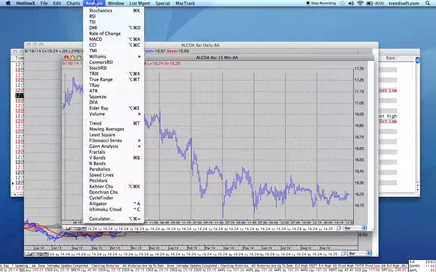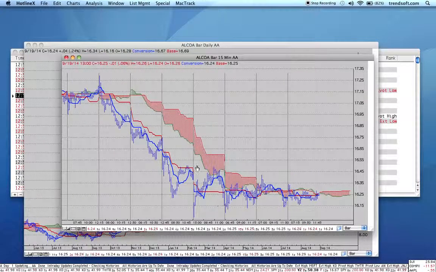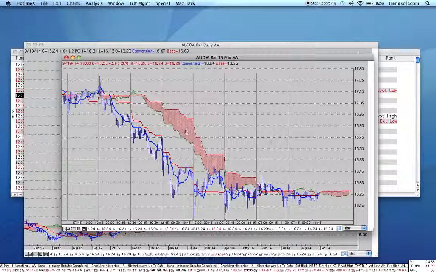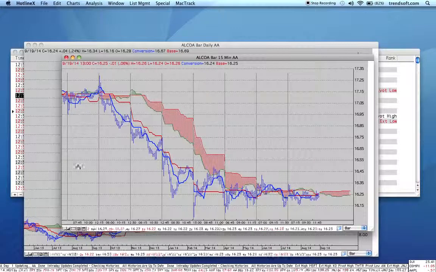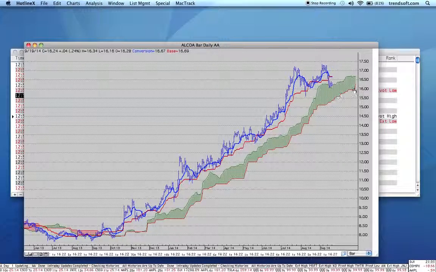Let's go ahead and put the cloud on this one as well. And you can see that in the short term, we've had a downtrend going on in Alcoa. And if we go back to the daily chart, you can see most recently prices have receded to the cloud. Now, they found support there so far, but if they were to continue to go down, this red line would go up, the cloud itself would eventually turn red, and we would reverse and go into a downtrend.